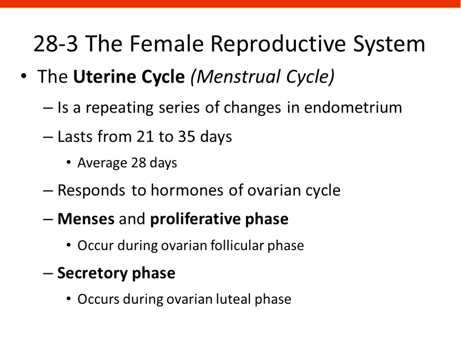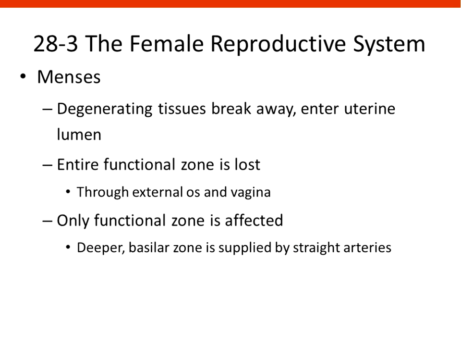So there are different things that take place, and I'm going to highlight that I want you to remember this sort of thing. That there are two phases, two organs in the female reproductive system that have their own phase, thing that's going on, and what's happening in each of those phases. Menses is the degenerating tissues break away and they enter the lumen of the uterus. That functional zone of the uterus is lost and it exits out of the external os and through the vagina. And remember, only the functional zone is affected. That basilar zone is supplied by arteries, and you're not going to lose that basilar zone of your endometrium.